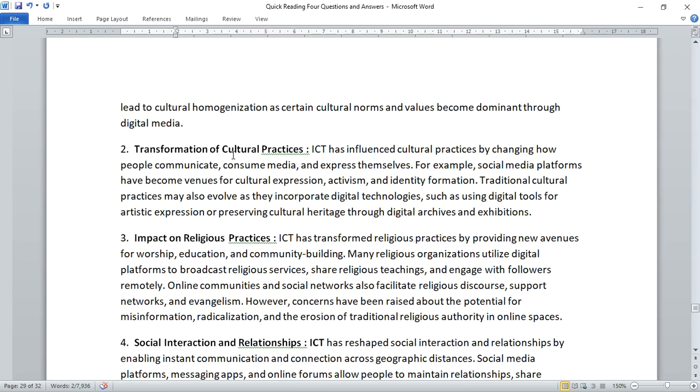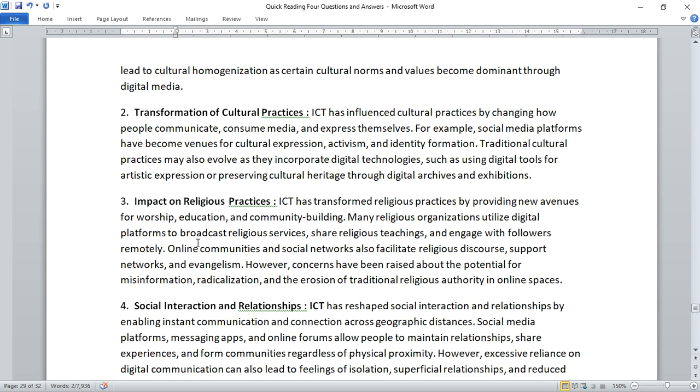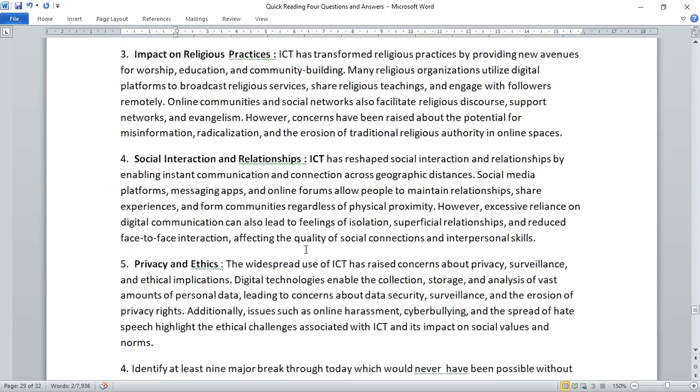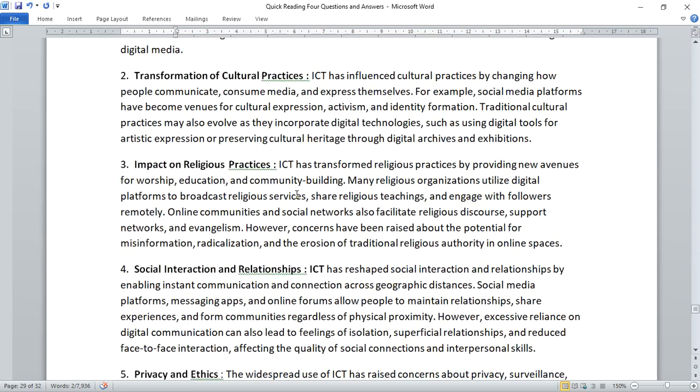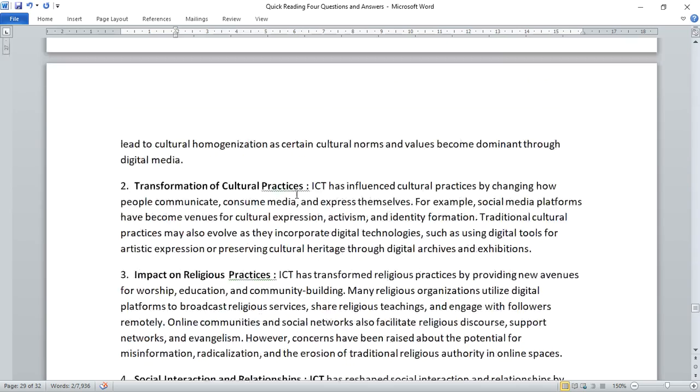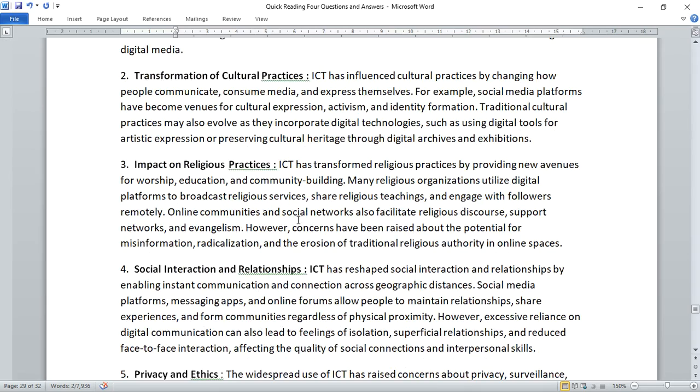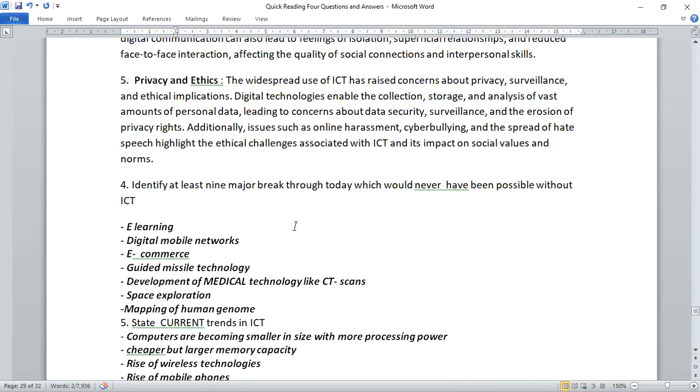We have transformation of cultural practices. You can see now something like a dressing style has changed since we see how people from other countries dress through the television and other social media. Impacts on religious practices. Then we have social interaction and relationship. We have privacy and ethics. So there is something like social engineering. There are other things that you can read from there. So for more scrutiny, just pause the video and then take some short notes.